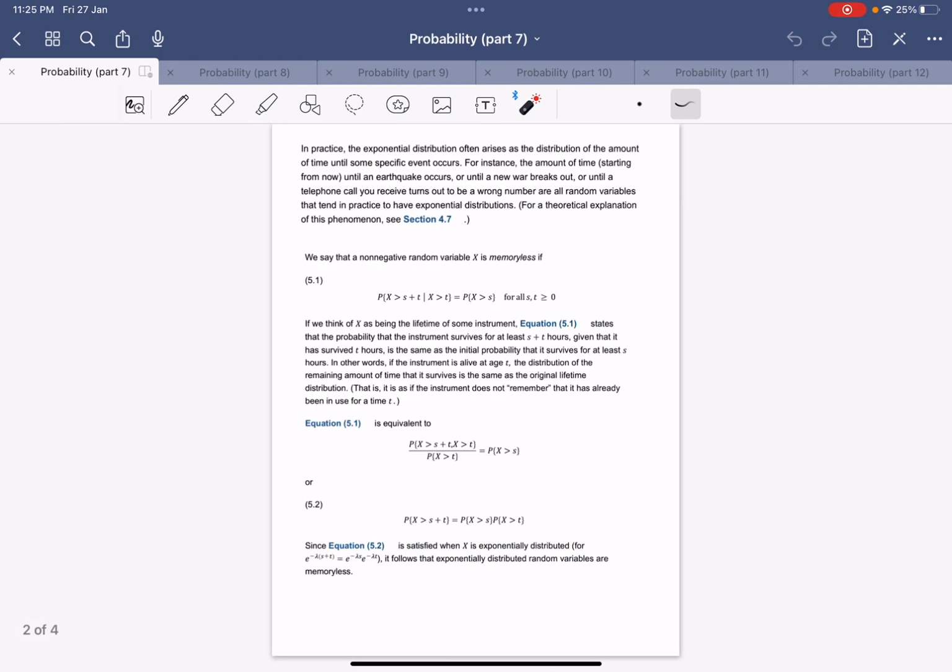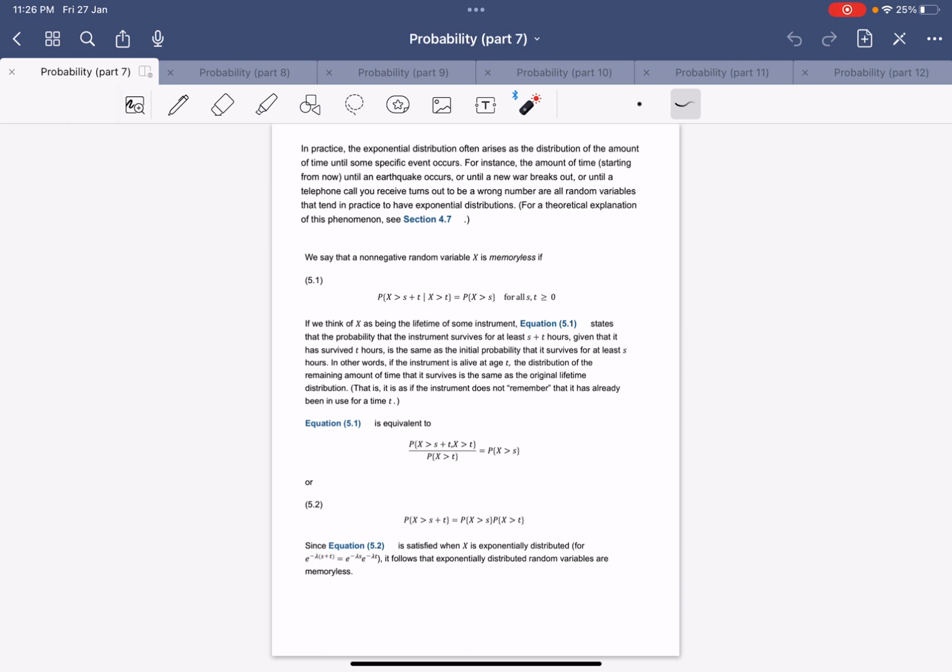And so when we use the exponential distribution, it is usually used to denote the length of time. So the exponential distribution occurs for the amount of time for a specified event. For example, the amount of time before an earthquake occurs, before a new war starts, before a new telephone call, and these are in practice found to follow an exponential distribution because it fulfills certain criteria that you can read in the textbook in section 4.7.